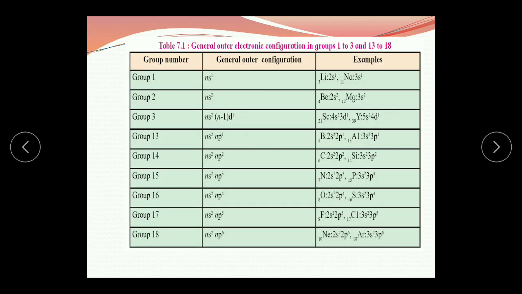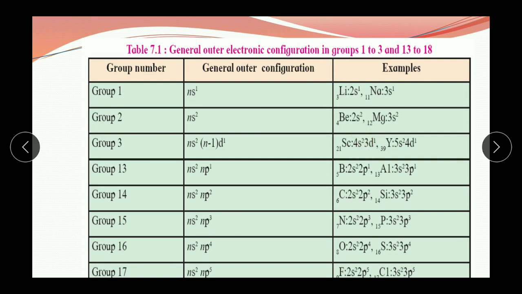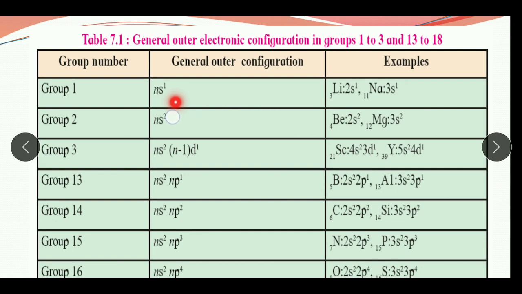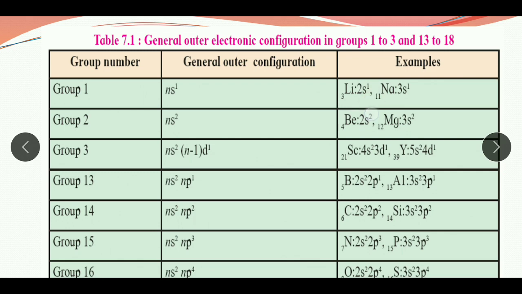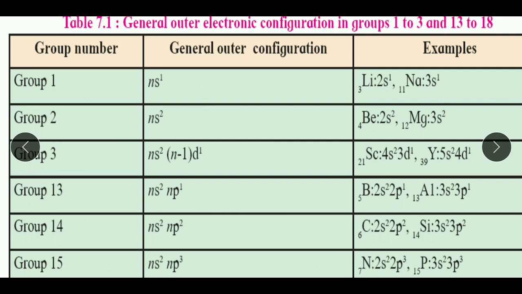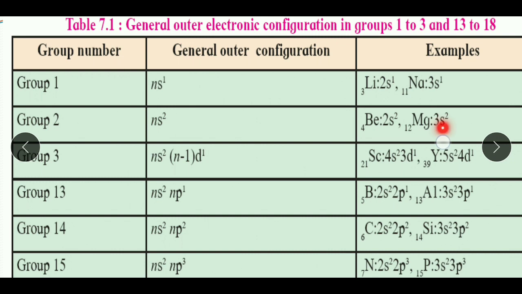Now we will take a look at a table that shows the general outer electronic configuration of group 1 to 3 as well as 13 to 18. As I told you, the first group, the alkali metals, has general outer electronic configuration ns1, lithium with 2s1, sodium with 3s1, like that. In the same way, group 2 has ns2 configuration, beryllium with 2s2, magnesium with 3s2. Group 3 is ns2 (n-1)d1, because the third group is in the d block, so d will be filled one by one.